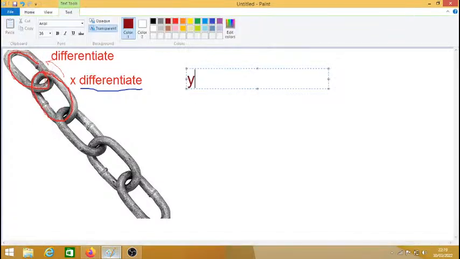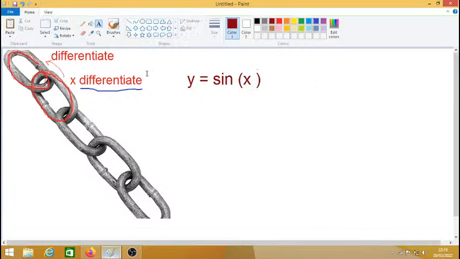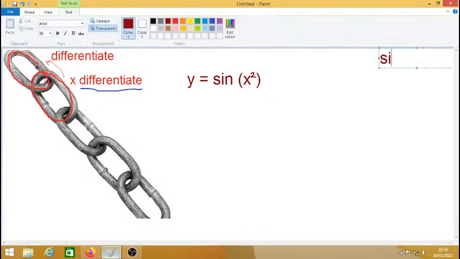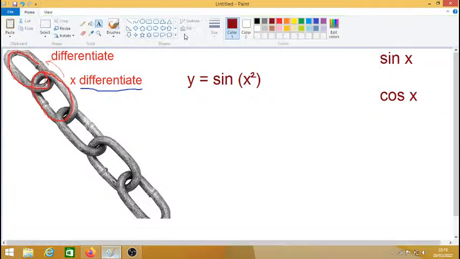Okay, let's suppose we have y is equal to sine of x squared. The first thing I want to do is remember what sine differentiates to. So just in the corner here, I remember that sine x differentiates to cos x. And then I look back and I say, well, that's very similar. It's sine of something. So I just use the first part of the chain and differentiate as normal.